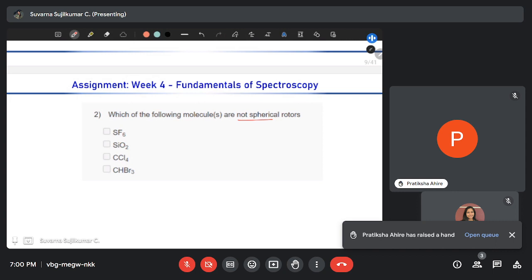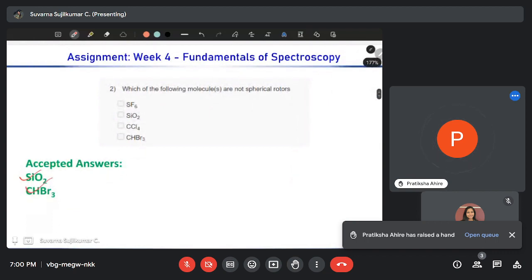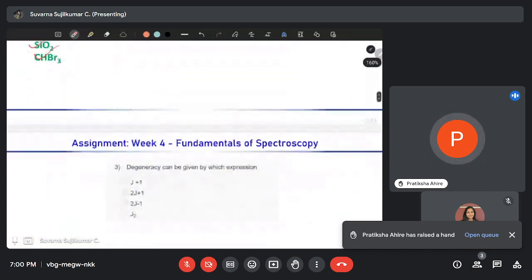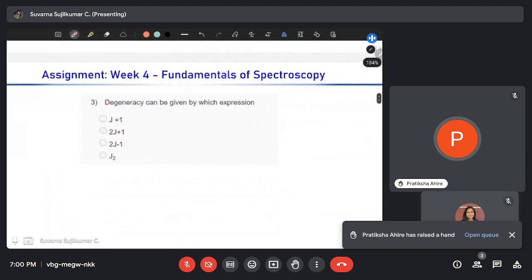Which are not spherical rotors? So SF6 is a spherical rotor, right? CCl4 is also a spherical rotor. What is the criterion for a spherical rotor? That is IA equals IB equals IC, right? So this condition will be satisfied by those, followed by these two. So the ones which are not are given by these two. Correct. Okay, ma'am. The next question: the degeneracy can be given by which expression?